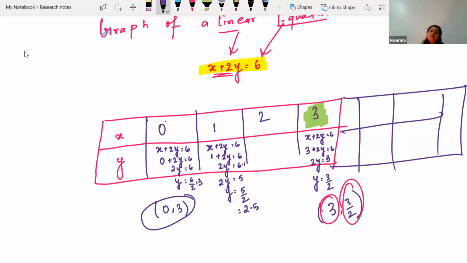Easily we will be able to locate it. The next point we got is x as 1, y as 2.5. 2.5 also we will be able to locate. On the graph paper, between 2 and 3 there will be 2.5. So this one we can locate.